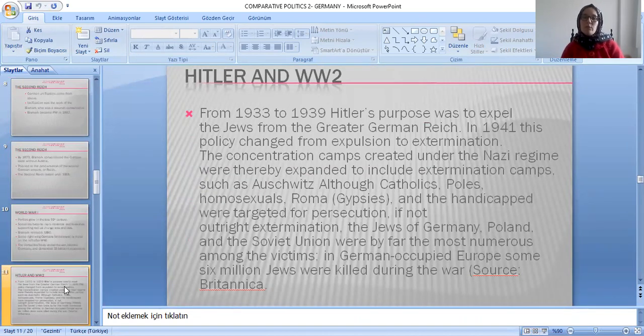Although Catholics, Poles, homosexuals, gypsies and the handicapped were targeted for persecution, if not outright extermination, the Jews of Germany, Poland, and the Soviet Union were by far the most numerous among the victims. In German-occupied Europe, some 6 million Jews were killed during the war. So I took this from the Britannica website.